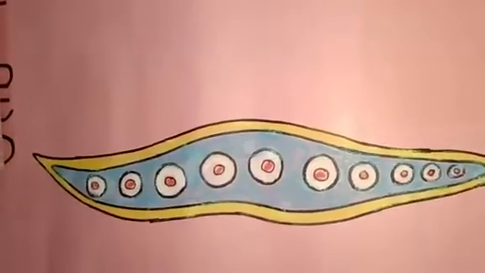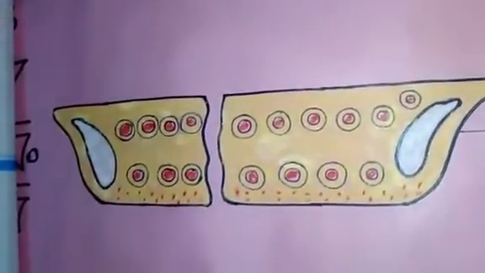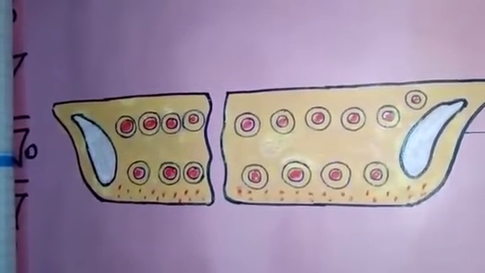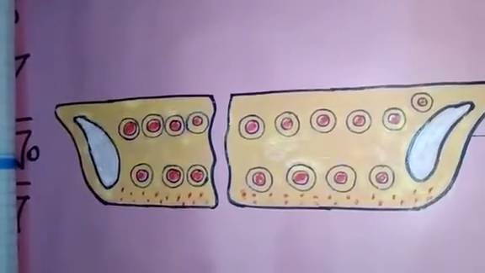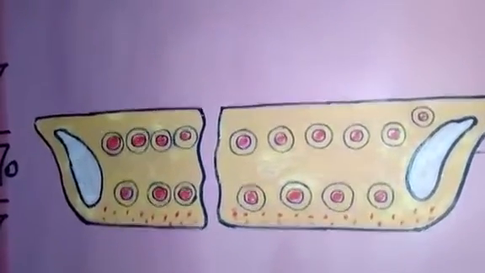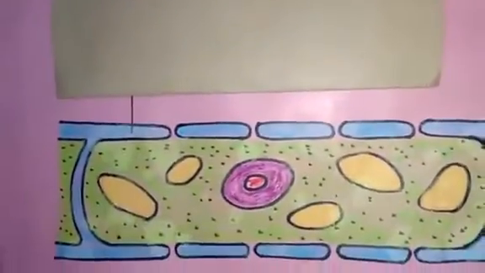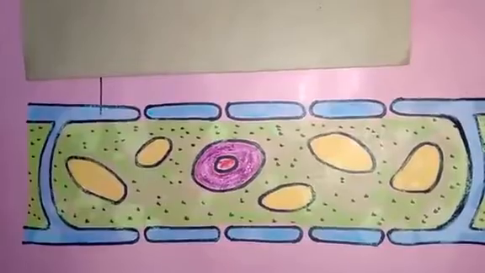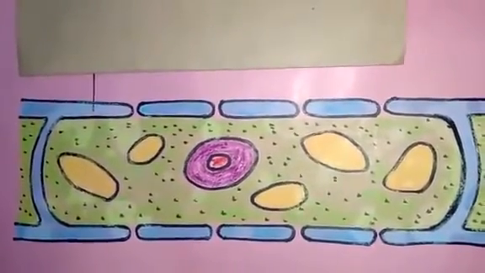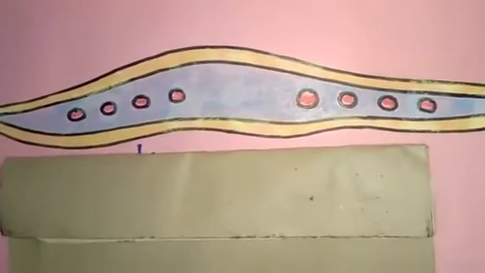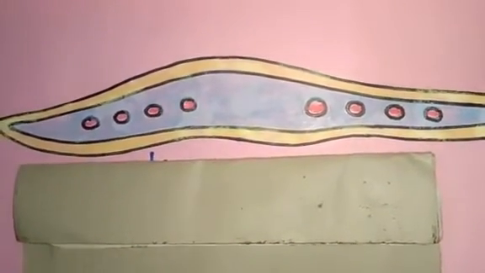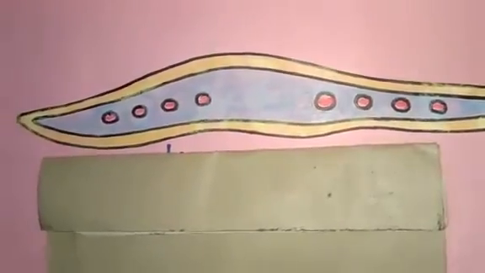This is xylem tracheid. This is xylem vessel. It is pipe-like, and through this, water and minerals are transported from the roots to the leaves. This is xylem parenchyma, and this is xylem fiber. So these are the components of xylem. Now the components of phloem.